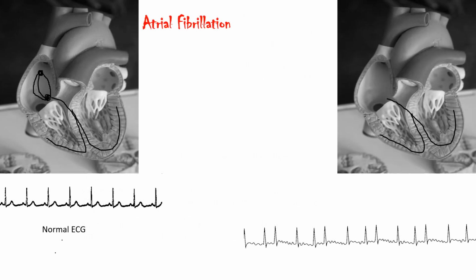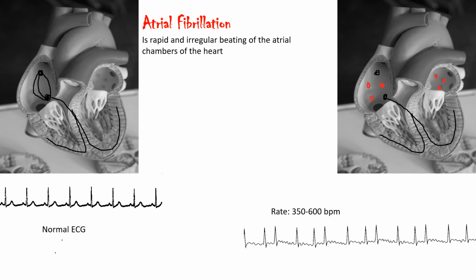Atrial fibrillation is rapid, irregular beating of the atrial chambers of heart. In atrial fibrillation, the normal regular electrical impulses generated by the sinoatrial node are overwhelmed by disorganized electrical waves usually originating from the roots of pulmonary veins. These disorganized waves conduct intermittently through the atrioventricular node, leading to irregular activations of the ventricles. ECG shows atrial rate 350 to 600 beats per minute, no organized P wave, narrow or wide QRS complexes.